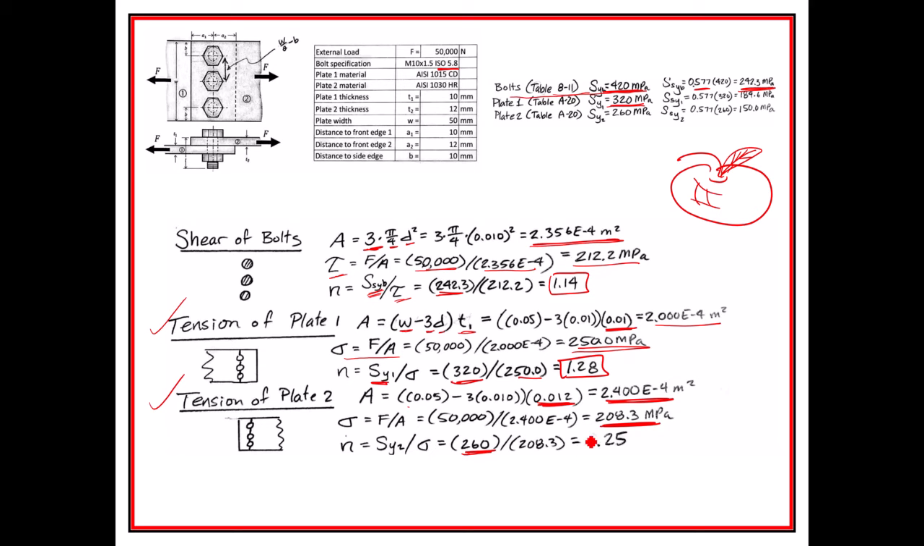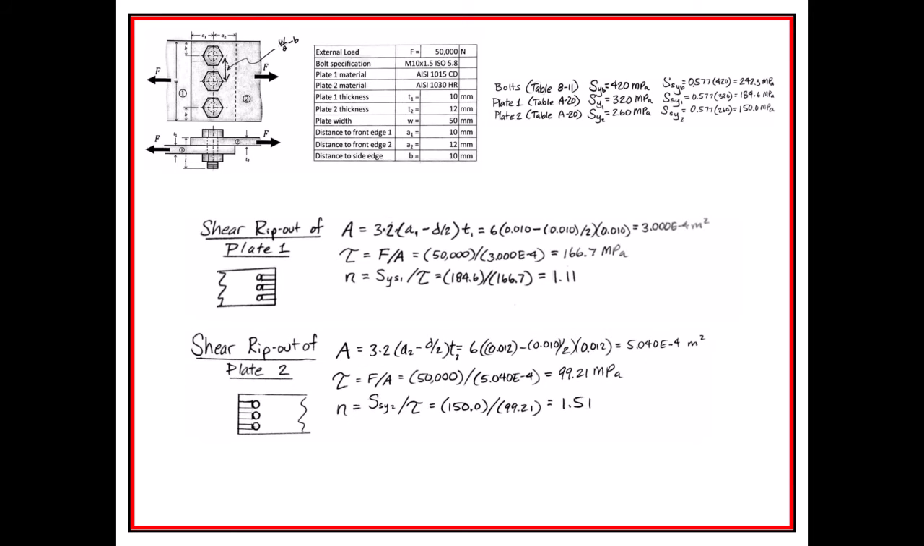So we do have some competition right there. We'll see that we have 1.25, right? So this actually turns out to be worse than that one. I think I got that right. Now let's take a look at shear rip out of the plate, right?